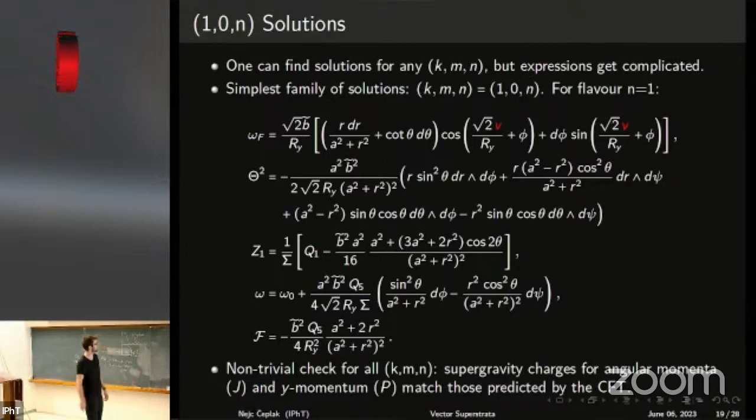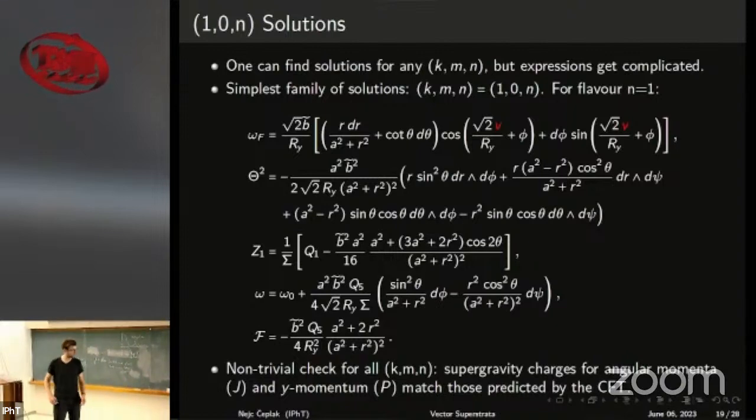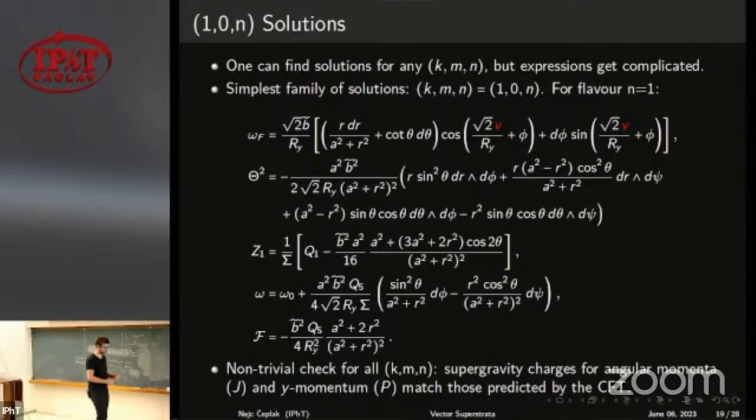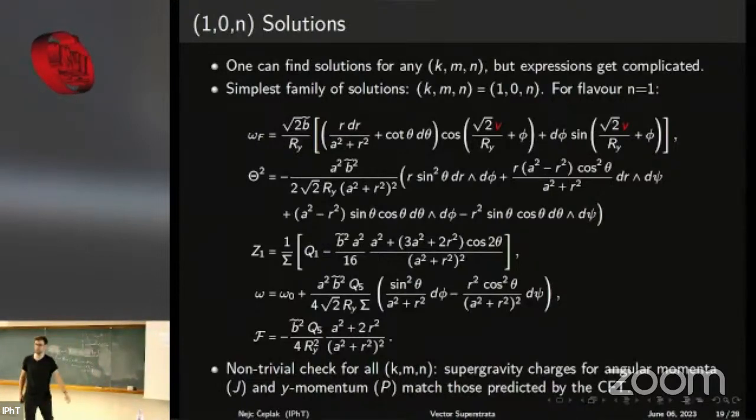I'm still in 6-dimensional supergravity. And a non-trivial check that you can do is that once you backtrack these geometries, you can read out the momentum and angular momentum charges by just expanding the metric asymptotically. And what you find, after you properly quantize these charges, is that they match what you predict from the CFT. So that's a zero-order non-trivial check that your CFT states really match.